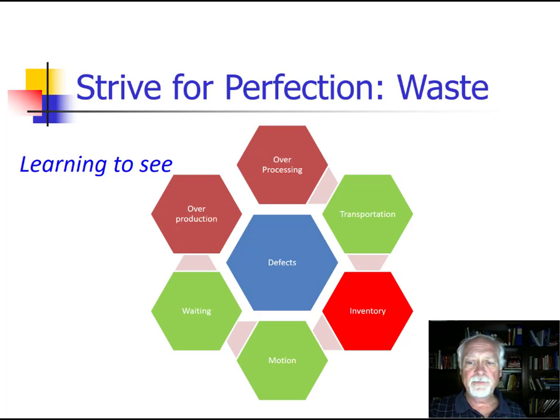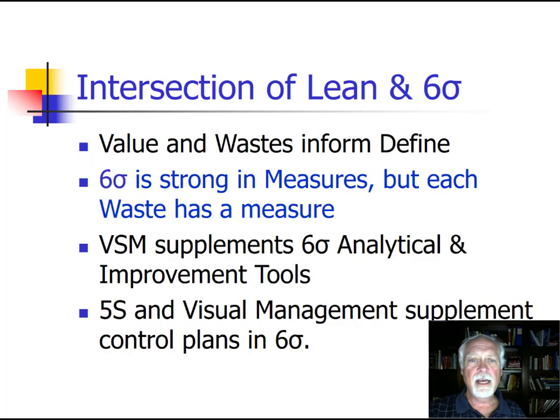And then strive for perfection. One of the ways that we do this in lean is the idea of making waste visible and then striving to eliminate waste in all of its forms. And we'll go into great detail on this at a later date.